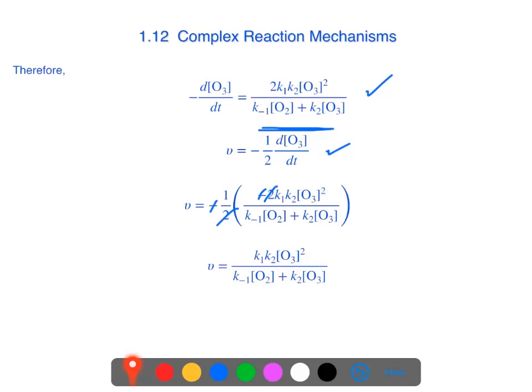So again, using the steady state approximation, we've been able to determine a rate law expression for the decomposition of ozone, as well as shown here for the overall reaction. And the steady state approximation basically allows us to solve for the concentration of reaction intermediates. And by doing so, we can take those solutions and incorporate them into the expressions for the species of interest in the overall reaction.